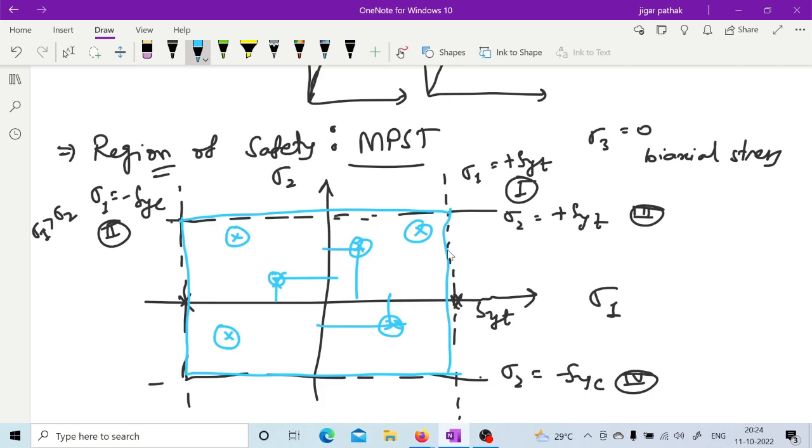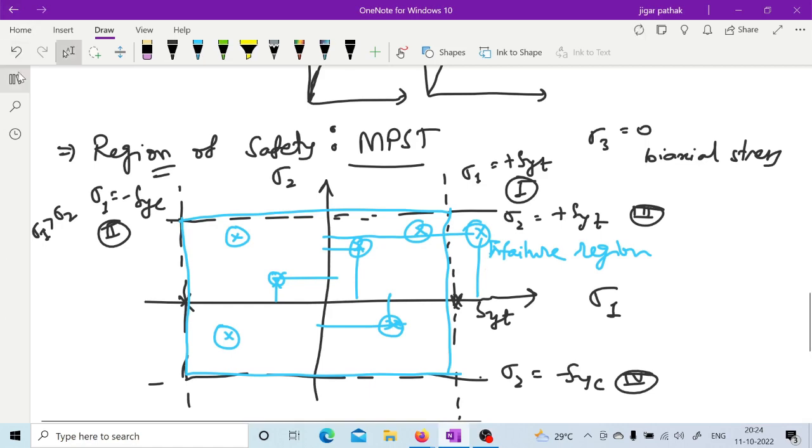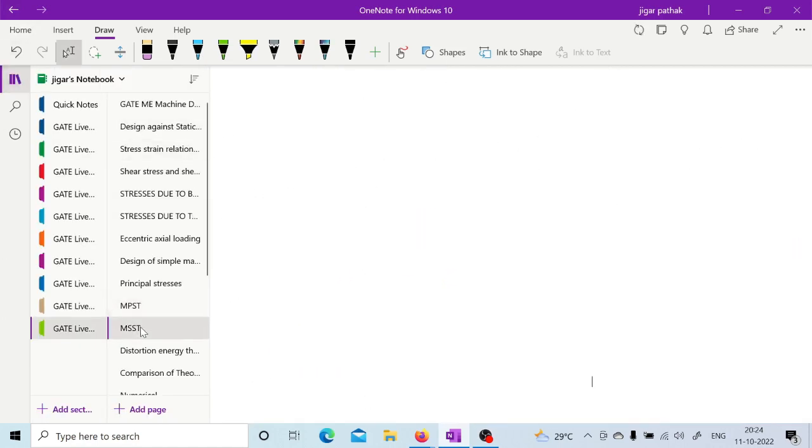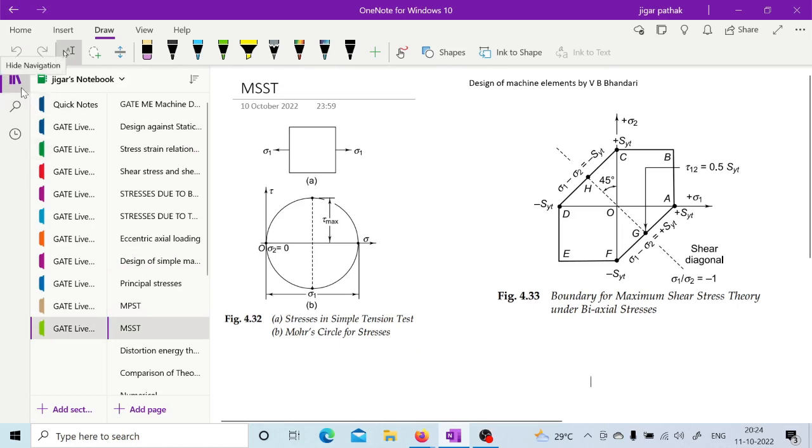So if any point lies outside this envelope, then you will have failure because this particular stress is exceeding the limit. So this is the failure region. This particular point you can consider under the failure region. So this is how you have the maximum principal stress theory. Now if you go for the next one, that is the maximum shear stress theory.